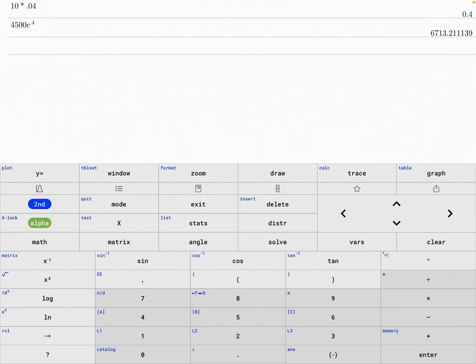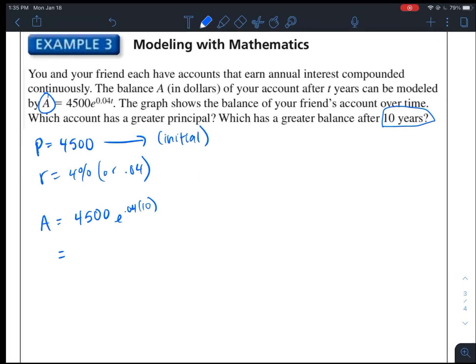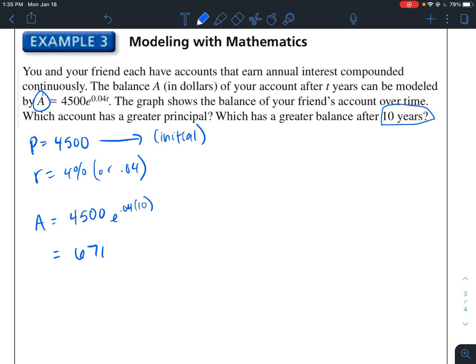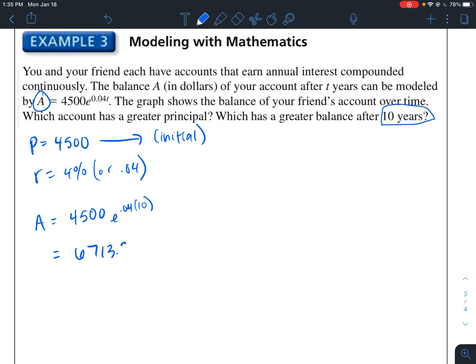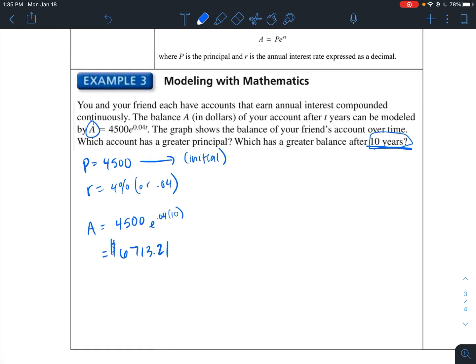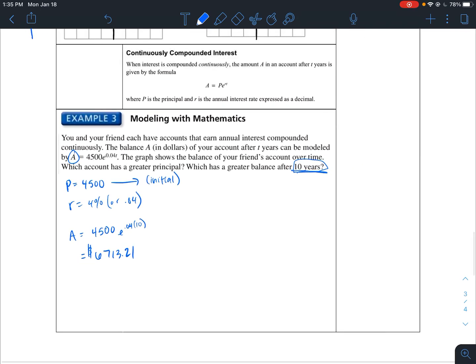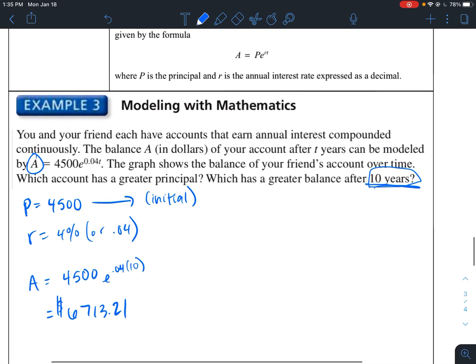And that gives me 6713.21 dollars. That's the amount you would have. That's your balance after 10 years. Okay, so these are pretty easy. It's just having to understand where your values go.